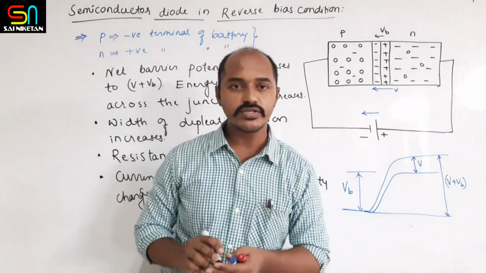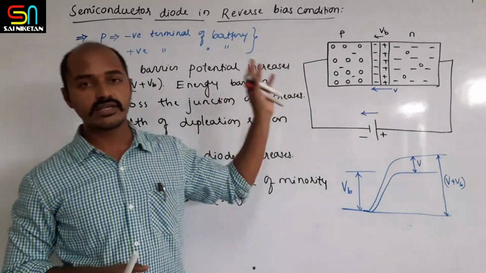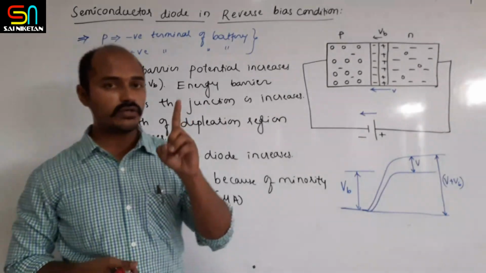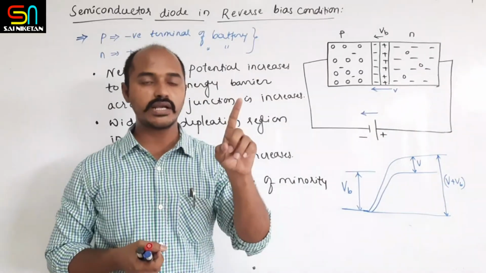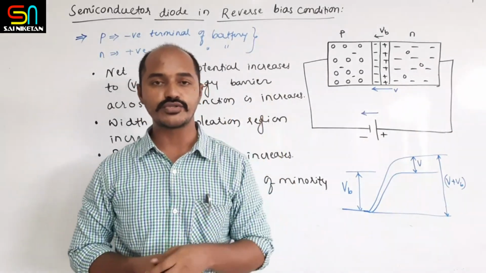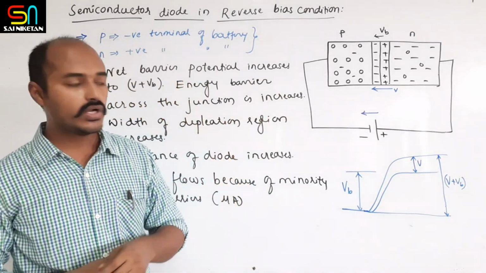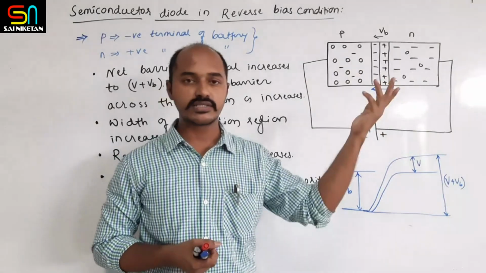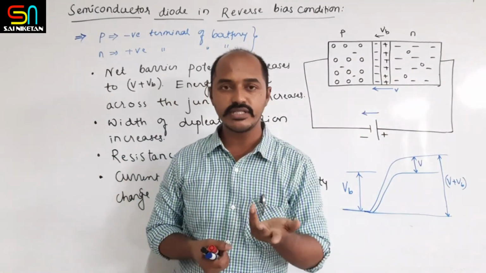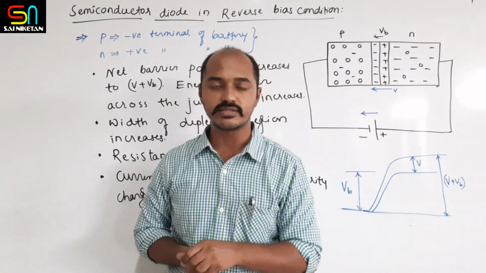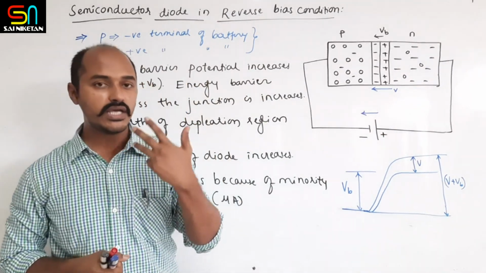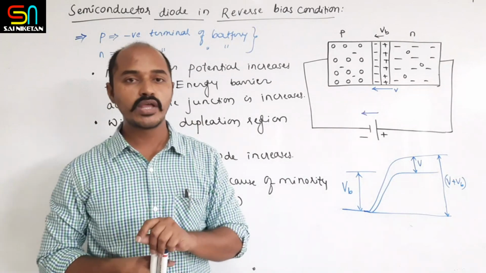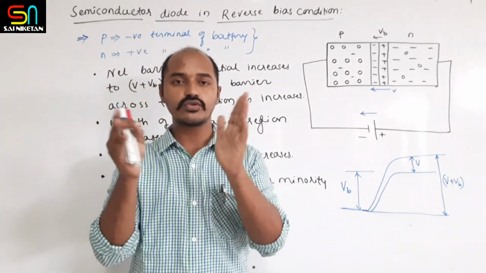So these are some points you have to remember while discussing the reverse bias condition. First point, how the connection is: P is connected to negative and N is connected to positive. If it is so, the next point is that the potential barrier increases. If the potential barrier is increasing, it means the energy barrier also increases. So these are the 3 points. If the potential barrier is increasing, it means resistance is also increasing and the depletion region width is also increasing.